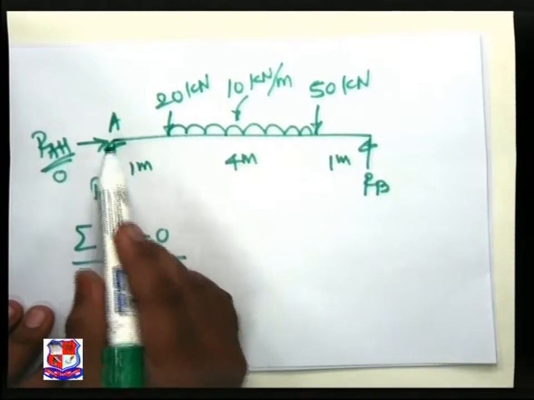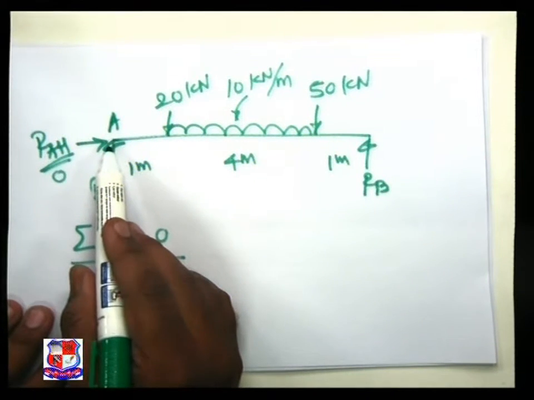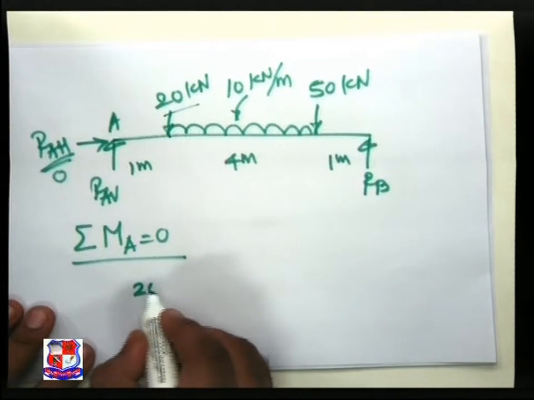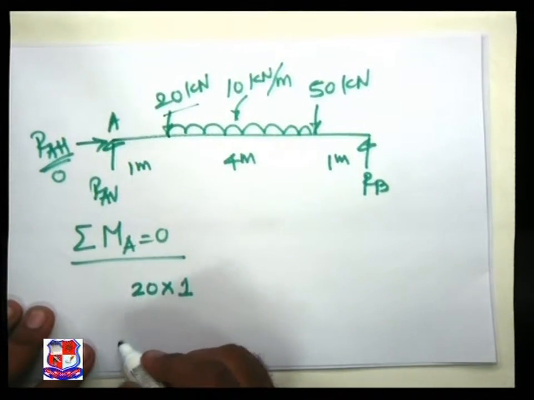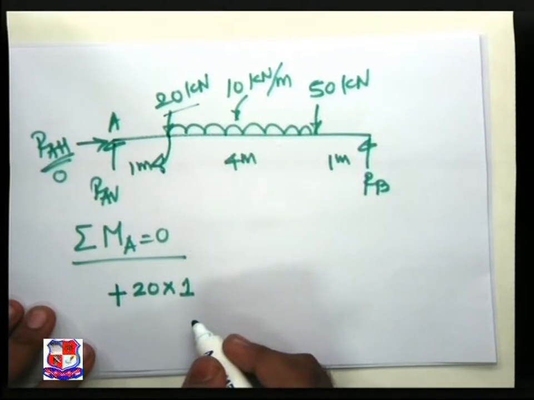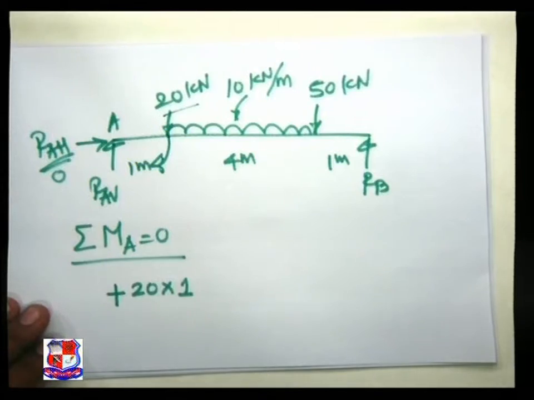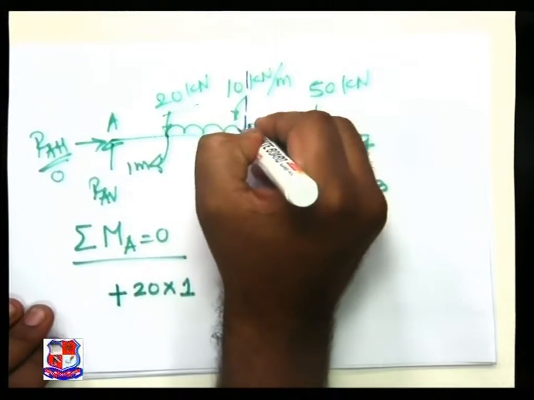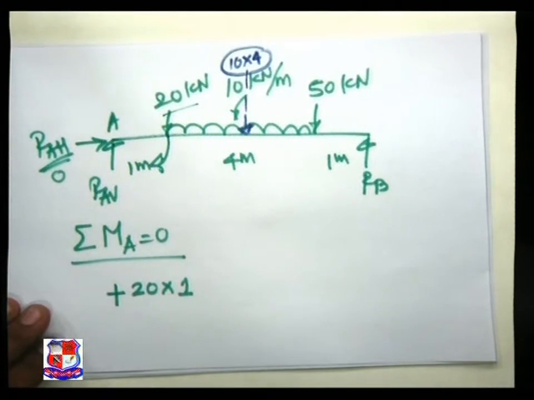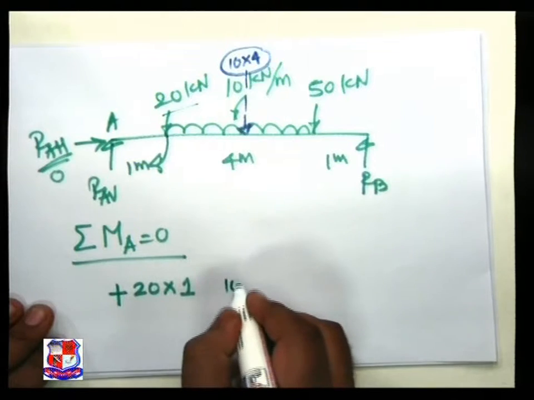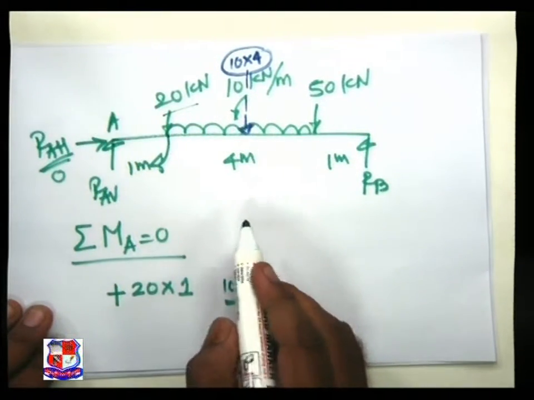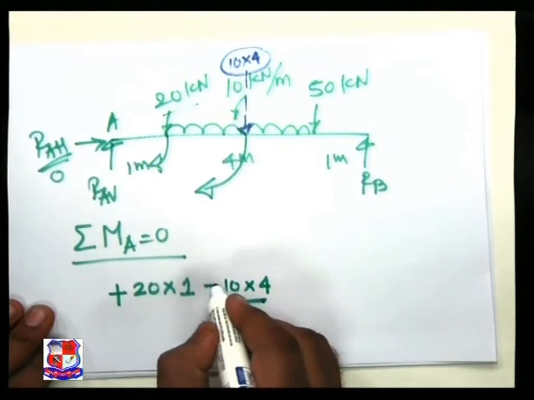RAH into 0, RAV into 0, it is 0 because we are taking the moment at A. Let us take the moment for the next load, 20. So, 20 into 1. That is the moment at A, of clockwise nature, treated as positive. Now, if we convert this UDL into an equivalent point load, it is 10 into 4. This is the total UDL acting downward, creating a moment of clockwise nature, positive.